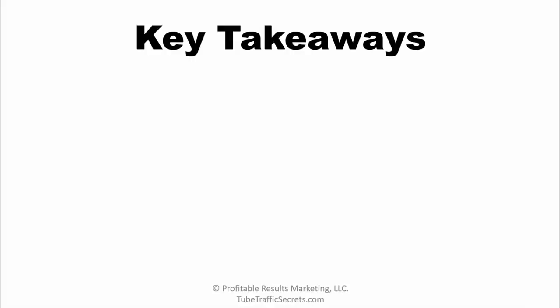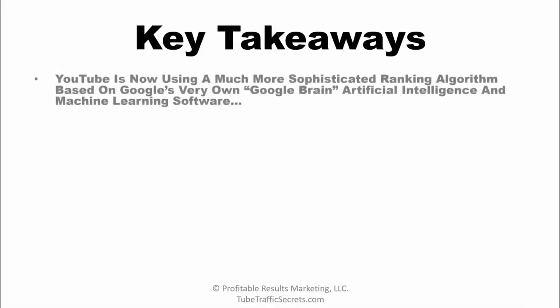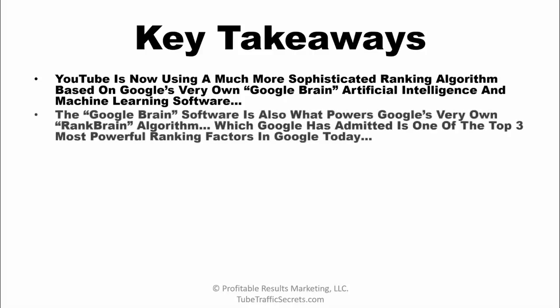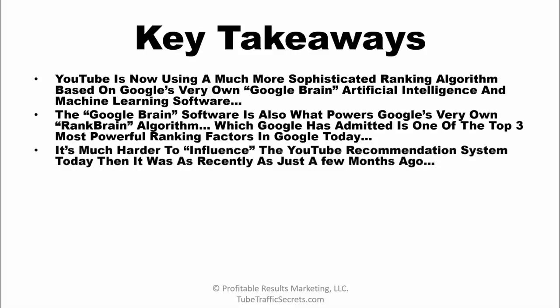But first, let's talk about some of the key takeaways from this research report. YouTube is now using a much more sophisticated ranking algorithm that is based on Google's very own Google Brain, artificial intelligence, and machine learning software. Now, Google Brain software is also what powers Google's own RankBrain algorithm. And the RankBrain algorithm is something that Google has admitted is one of the top 3 most powerful ranking factors in Google today, which means it's much harder to influence the YouTube recommendation systems today than it was as recently as just a few months ago.